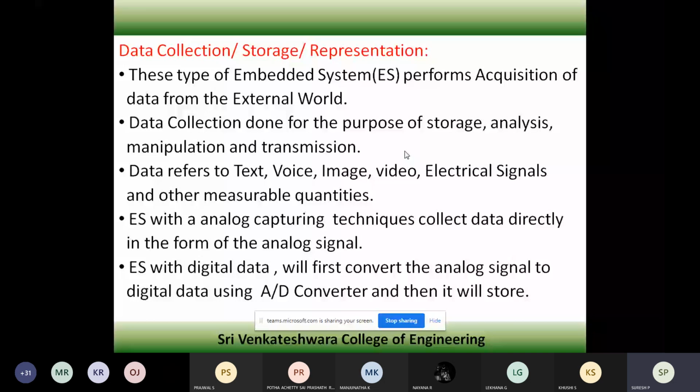To access the internet. This type of embedded system, that is your modem, is also a typical embedded system. What is the purpose of the modem? It converts from analog to digital data, and when sending the data, it converts from digital to analog data.